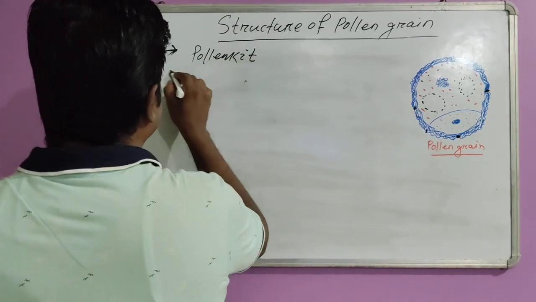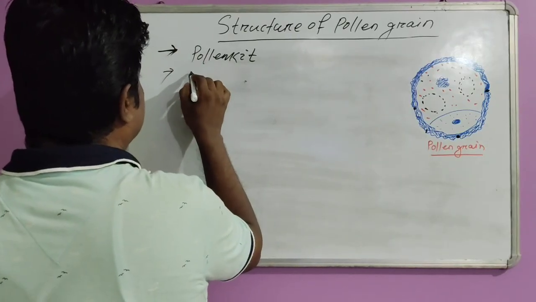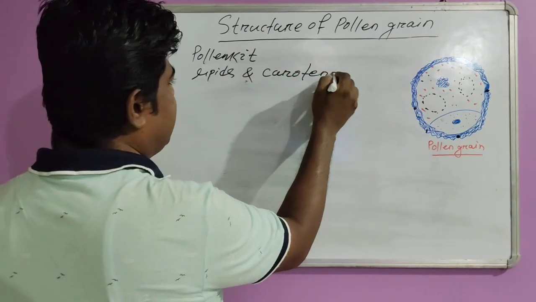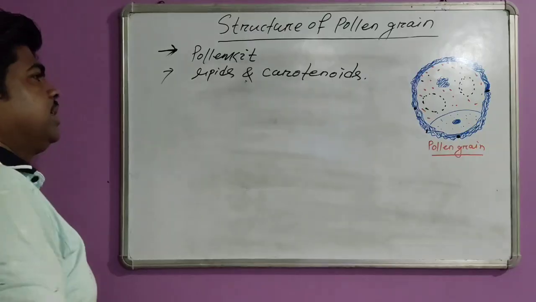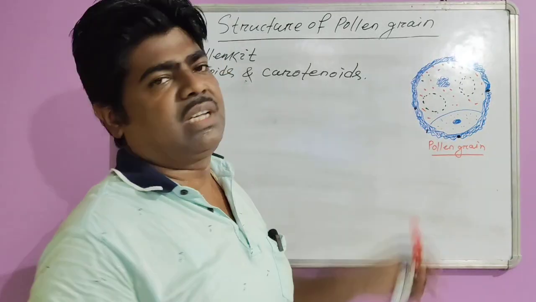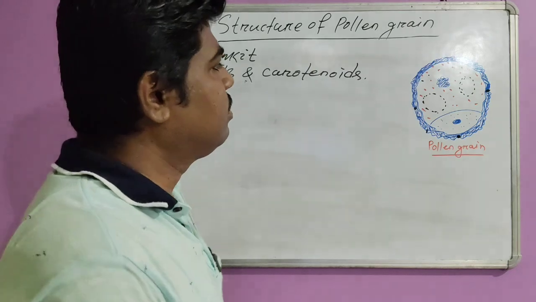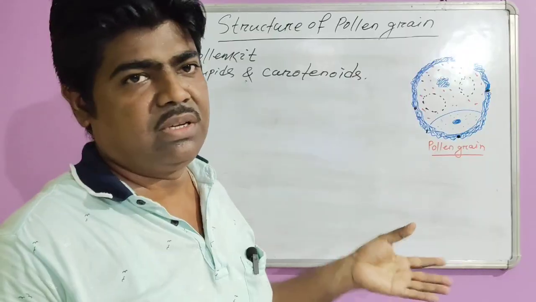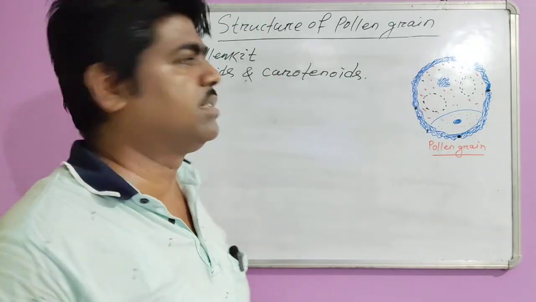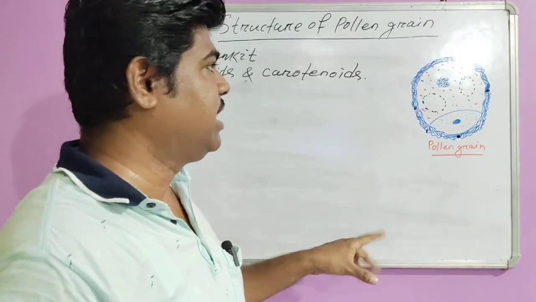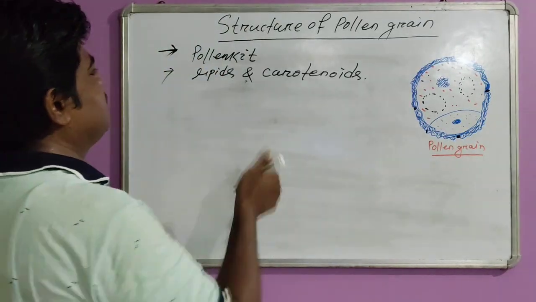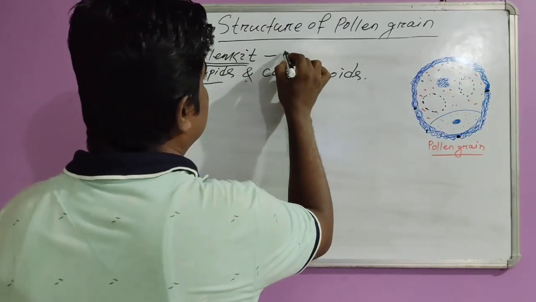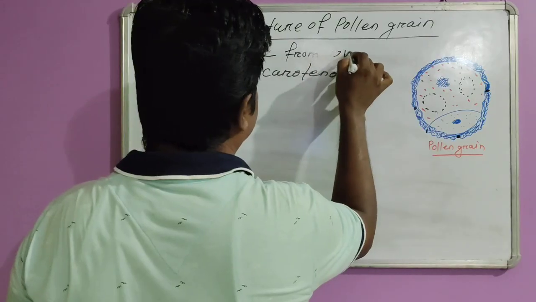Pollen kit. The pollen kit is composed of lipids and carotenoids. So what is the function of pollen kit? Due to its sticky nature, the pollen grains easily adhere to the mouth or the body surface of the insects. That facilitates the transport of pollen grain from flower to flower, and since it is composed of lipids and carotenoids, it also protects from UV radiation.